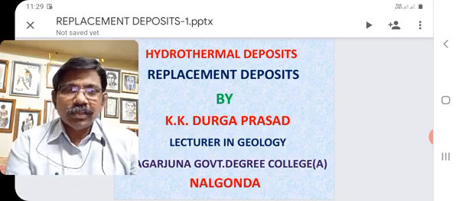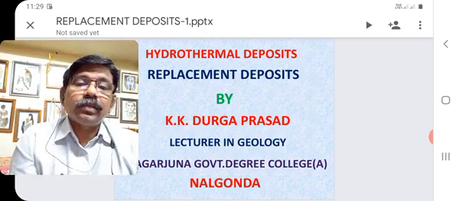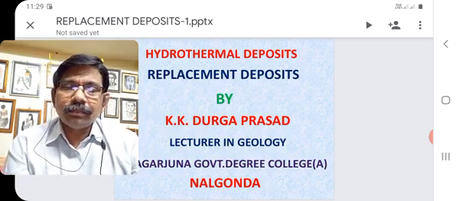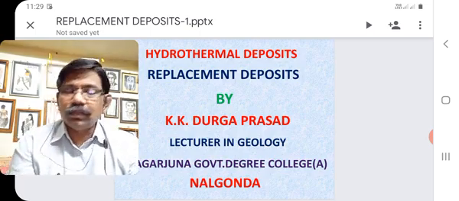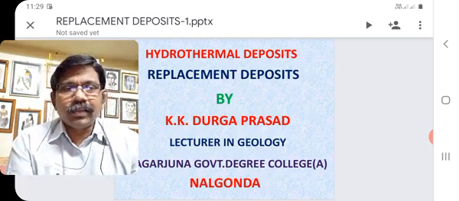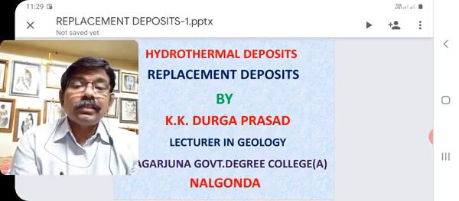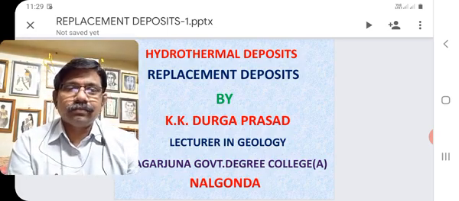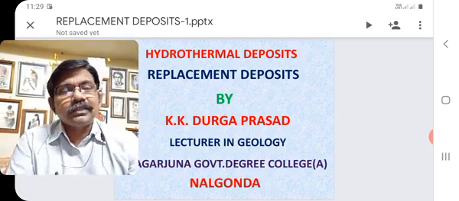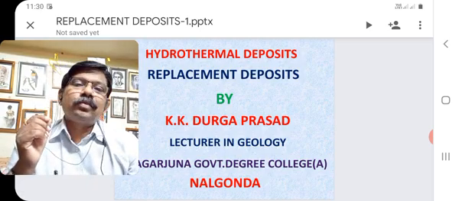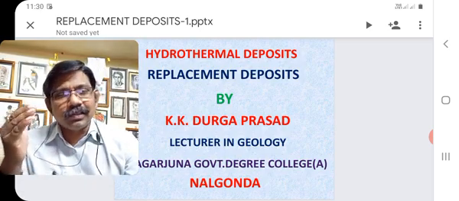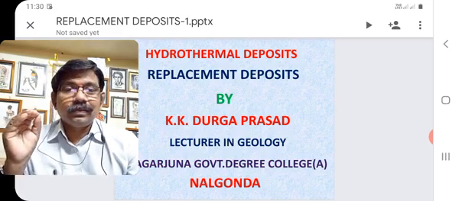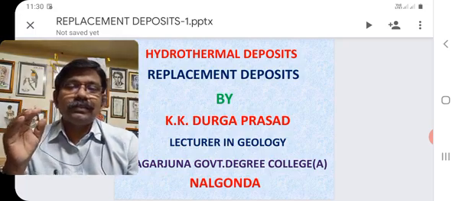In economic geology, the final year syllabus, the hydrothermal process is the biggest topic. The hydrothermal process was studied in detail by the scientist Lindgren, who made a study of hydrothermal solutions. This hydrothermal solution does not mean that it is just water.